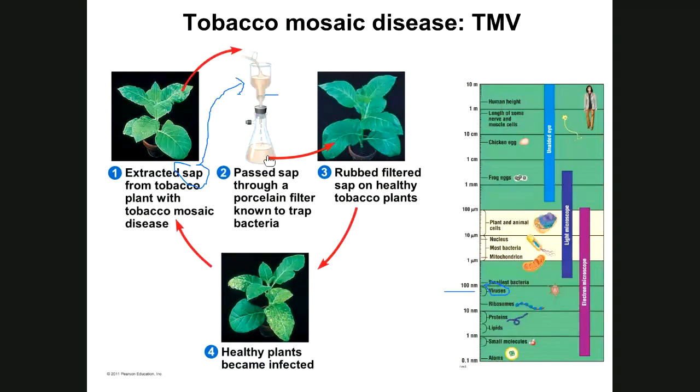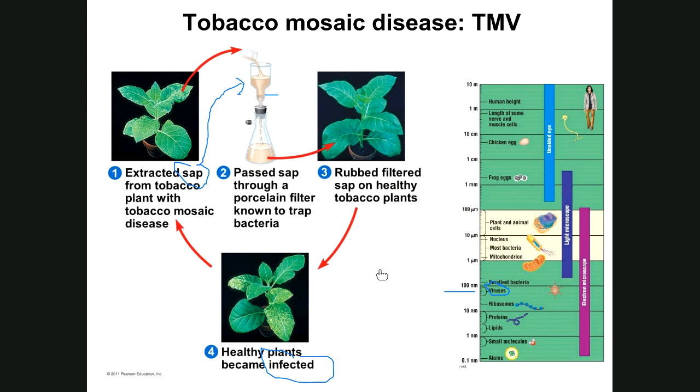What scientists did next is they took this filtered and so-called sterile sap and brushed it on the leaves of a healthy tobacco plant. And lo and behold, what happened? That healthy plant became infected. So that let scientists know that what we're dealing with is an infectious agent that's smaller than a bacterium. We don't have the technology to figure out what it is, though.